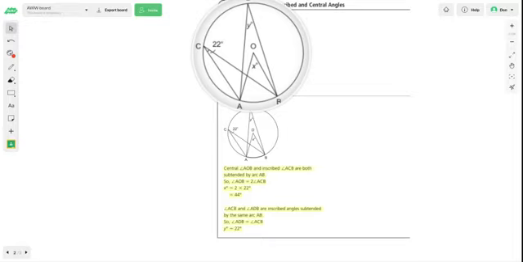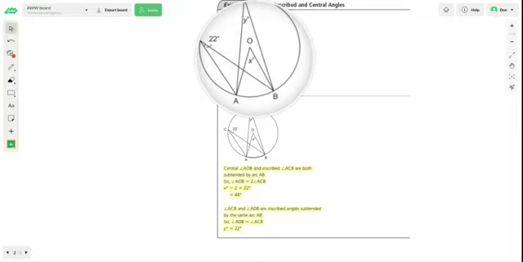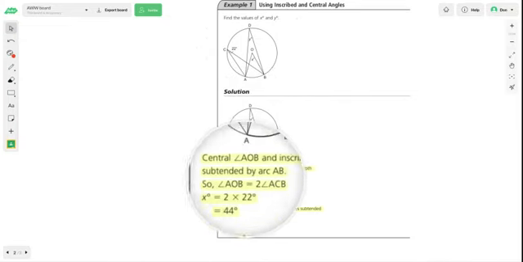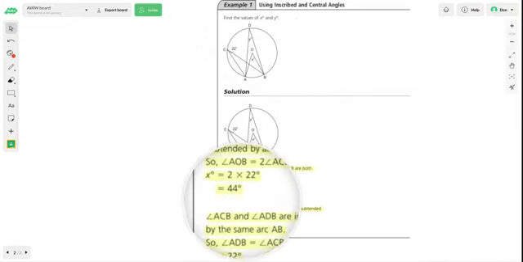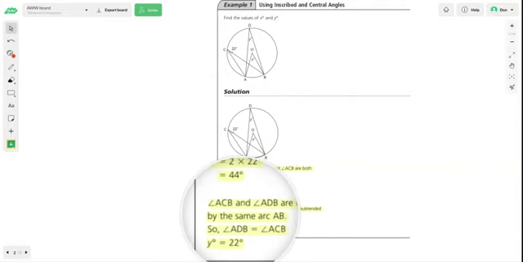Now the central angle is twice the measurement of this one. So this is just 22 times 2, and we'll get the 44 degrees as represented in the example down here. And because these angles are all inscribed, they all have the same measurement.